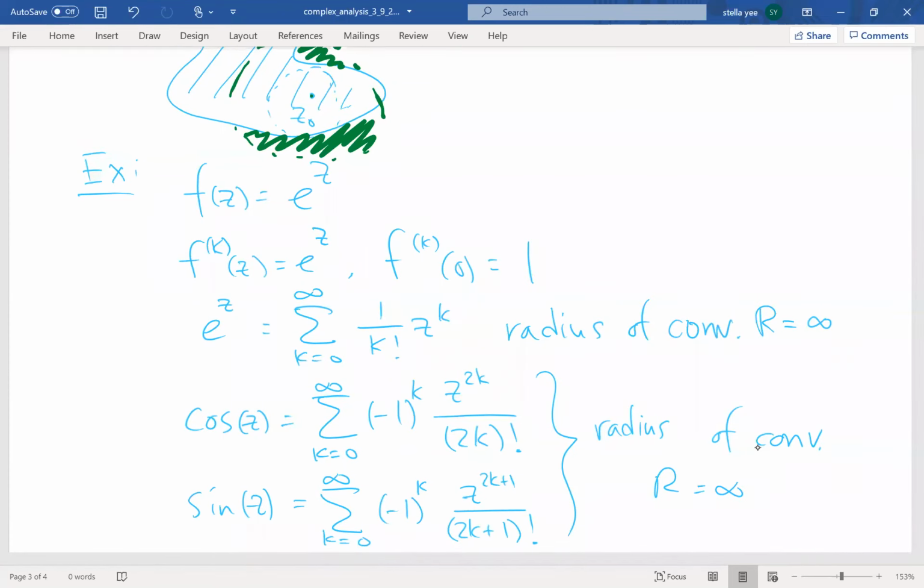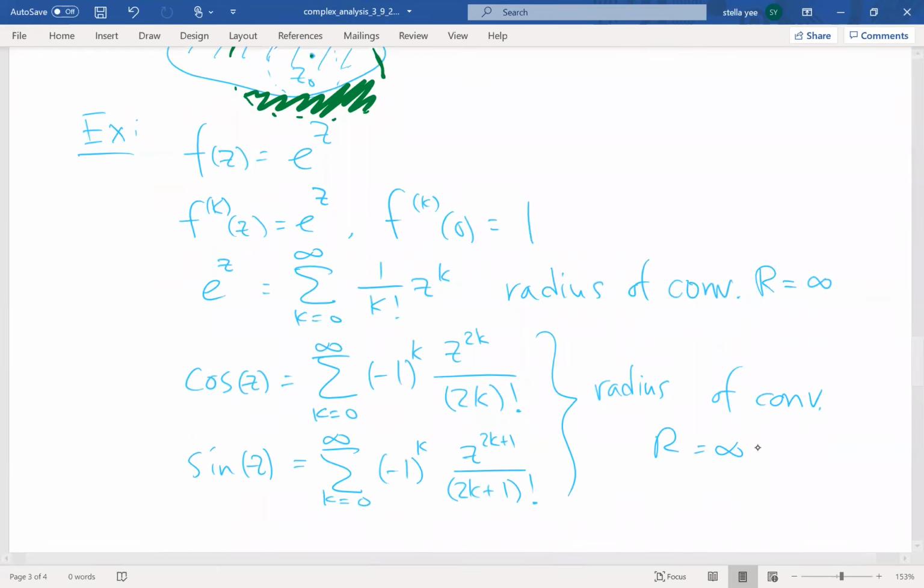Let's look at the function e to the z, the exponential function. The derivatives are all e to the z, because the derivative of e to the z is e to the z. If I evaluate all the derivatives at 0, it's going to be e to the 0, which is 1, for all derivatives. So this would be the power series based at 0 for this analytic function e to the z. e to the z is an entire function, so the largest possible radius that we could give is infinite. So this power series is convergent everywhere. We get that for free.